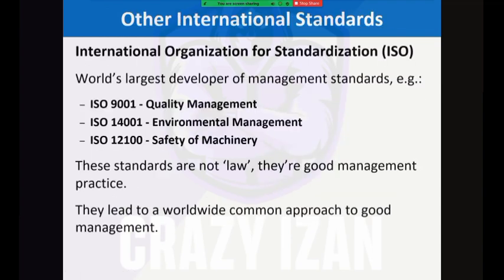Now, there are other international standards, which are not mandatory, but these are good things to have. Basically, ISO is the International Organization for Standardization. ISO is the world's largest developer of management standards. For example, ISO 9001, which is a quality management system standard, ISO 14001, which is an environmental management system standard, ISO 12100, which is about safety of machinery. All of these are international standards, but they are not mandatory.